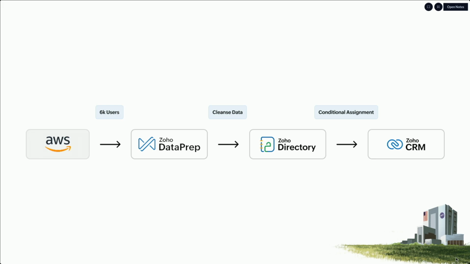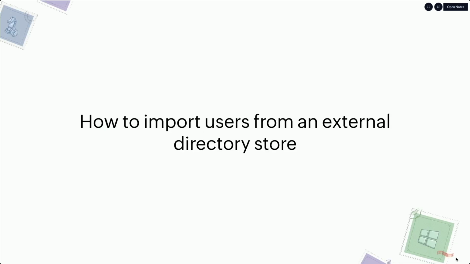And the export that we got from AWS was not formatted or cleansed so that it could be imported into Directory. So we used Zoho DataPrep to revamp the data that we got from AWS. We cleansed the data and imported it into Zoho Directory. And then we used the conditional assignment option that we'll talk about in a bit, and then assigned those users access to the Zoho CRM application. So we'll quickly link it to how to import users from an external directory store.